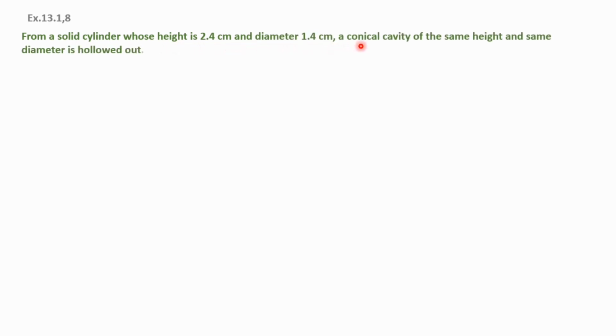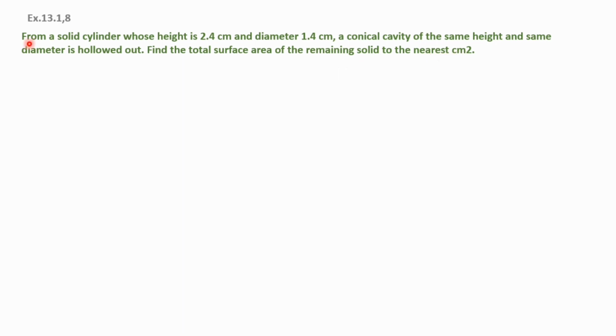Next we shall discuss question number 8. From a solid cylinder whose height is 2.4 cm and diameter 1.4 cm, a conical cavity of same height and same diameter is hollowed out. Find the total surface area of the remaining solid to the nearest centimeter square.